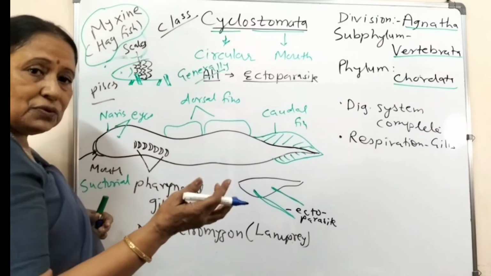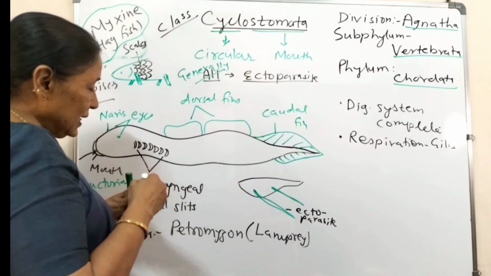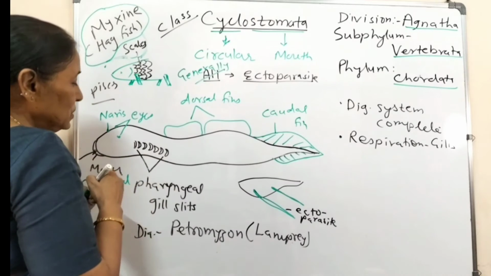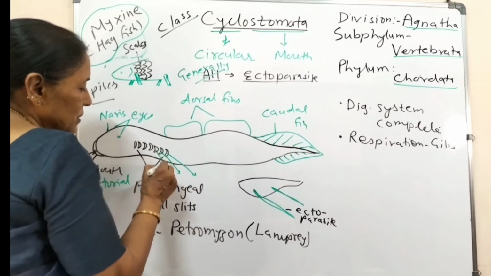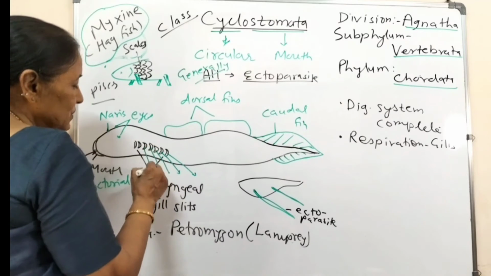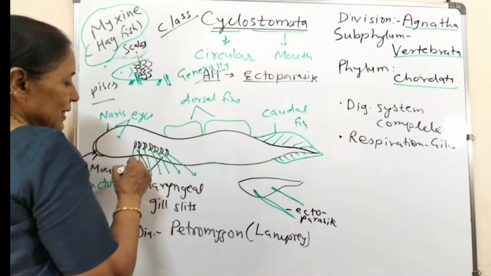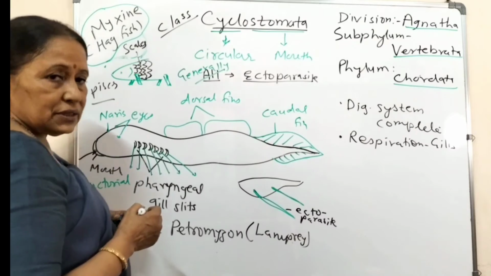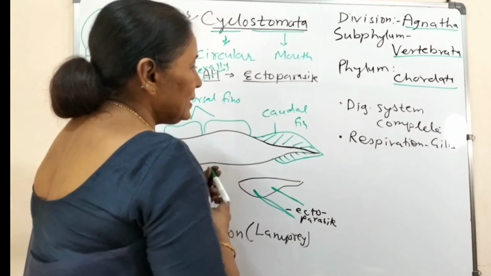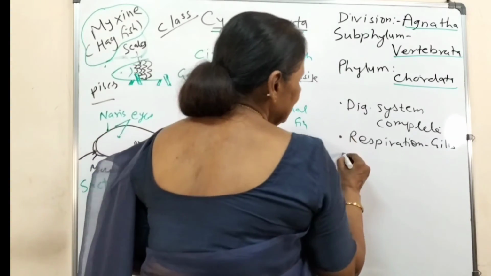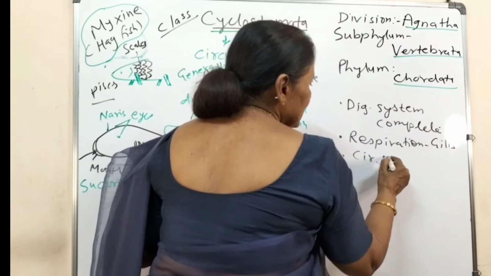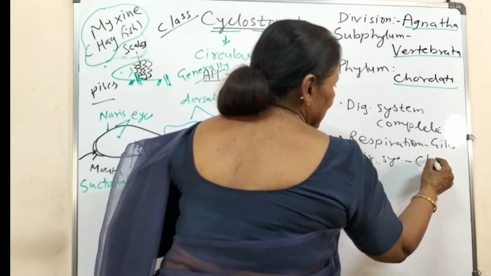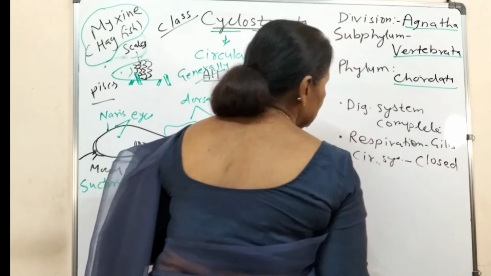Now this water has to move out, na? So this water which has entered through the mouth, after the exchange of gases, it moves out through these gill slits. This is how respiration takes place. And then the circulatory system, it is of closed type.